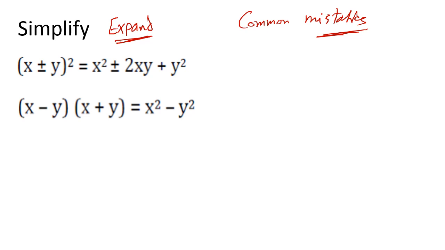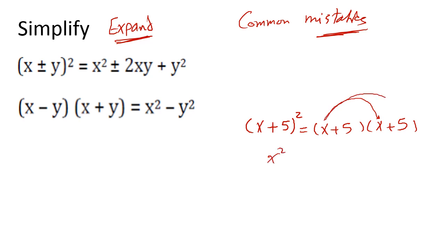For example, x plus 5 to the power of 2. If you wanted to expand x plus 5 to the power of 2, you may write it as two brackets of x plus 5 having the same sign. Then you start by multiplying x by x, which is x squared, and then x by 5, which is equal to 5x. Then you go back to 5 multiplied by x, which is 5x, and 5 multiplied by 5 is 25.